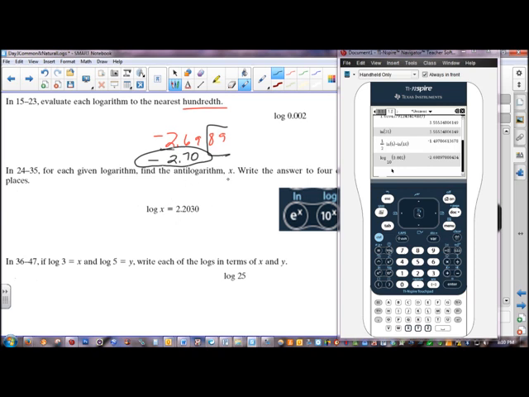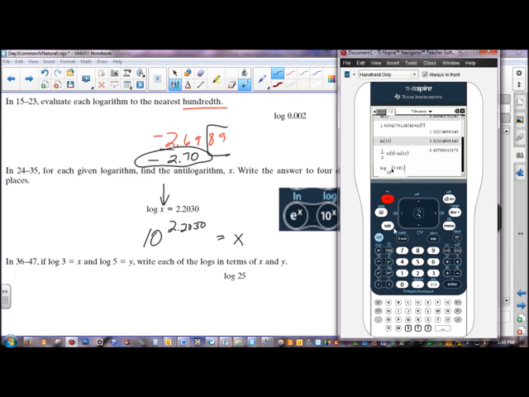On the next one, I'm finding the antilog, and it's telling you the antilog is the argument. But if it says find the antilog, well, that's usually going to be the variable in the problem. So we can turn this around. We can say that 10 to the 2.2030 is equal to x, and now you can use your antilog button, which is right under the log. We're working with common log, so escape out of that.